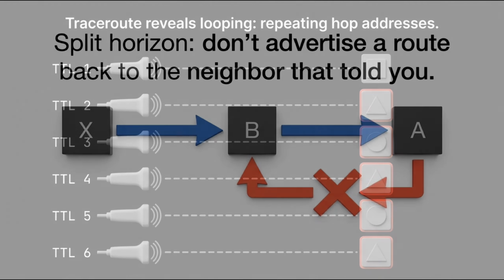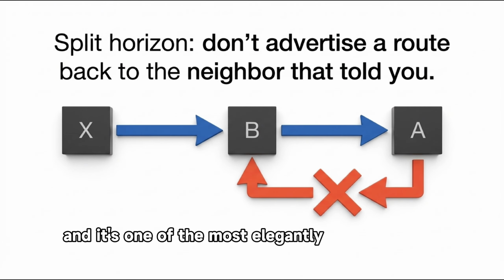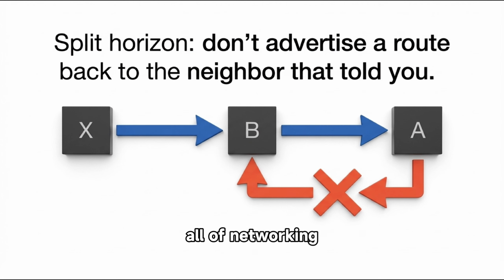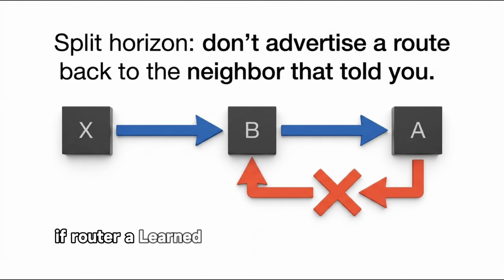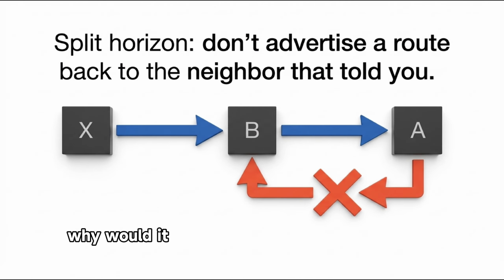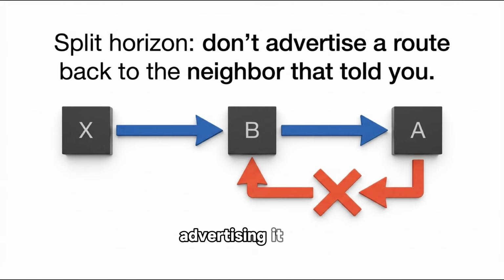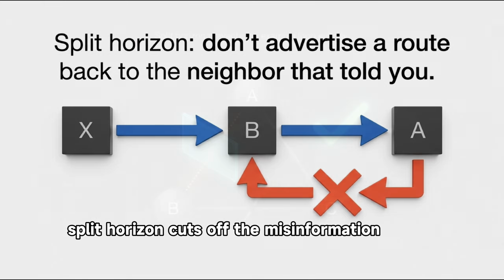There is one more loop prevention mechanism worth knowing about, and it's one of the most elegantly simple rules in all of networking: split horizon. The idea is straightforward. If router A learned about network X from router B, then A should never advertise network X back to B. Why would it? B already knows about network X. It's the one that told A. Advertising it back would only create the false impression that A has an independent path, when in fact A's path runs through B. Split horizon cuts off the misinformation at the source.